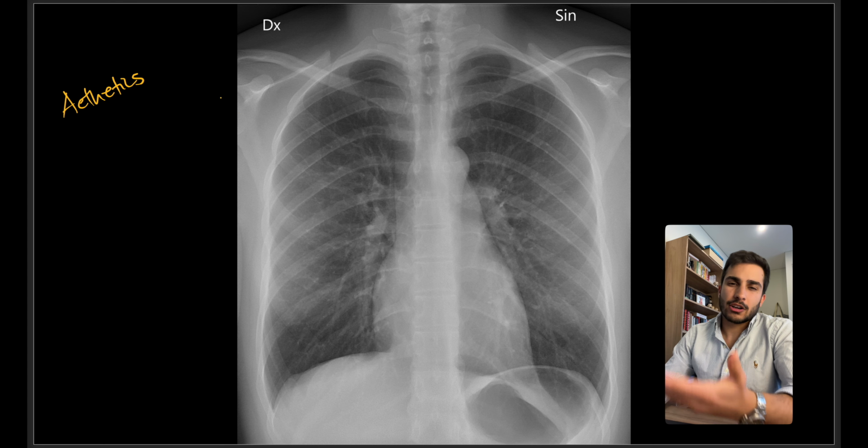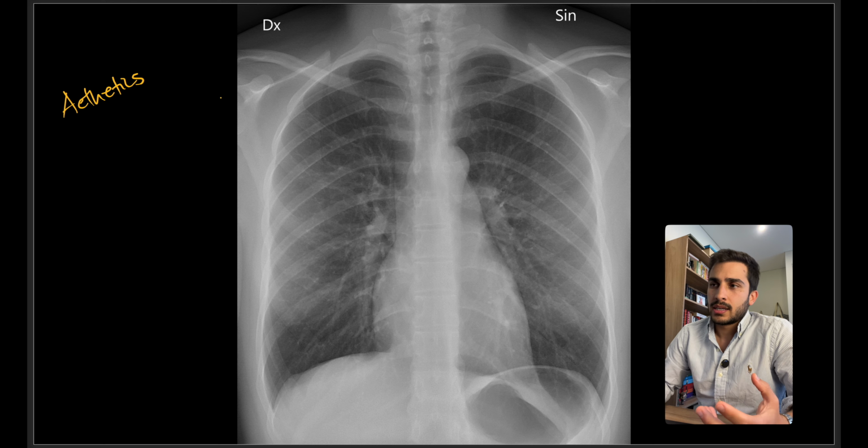Is there a lot of rotation or tilt? Is the exposure really bad? Is the collimation out of whack, etc.? In this case, all of the above seem to be quite good. So in terms of aesthetics, it's a really nice looking image to view.